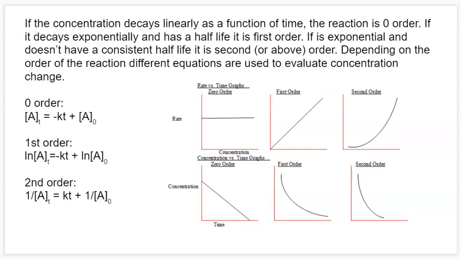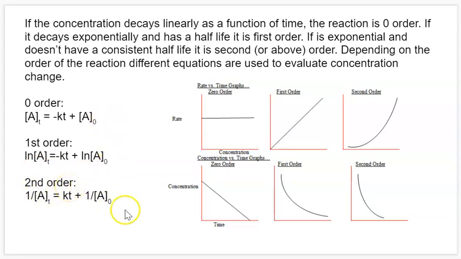So to summarize here, if the concentration decays linearly as a function of time, we know it's zero order. If it decays exponentially and has a half-life, it's first order. And if it's exponential and doesn't have a consistent half-life, we know that it's either second order or above. And depending on the order of the reaction, we're going to use different equations to evaluate their concentration change. So as we covered, the zero order is going to be A at time t is equal to negative kt plus A at time 0. For first order, it's going to be the same thing, except that the concentrations are now natural logged. And then for the second order, our concentrations are now inversed, and our k has become positive.